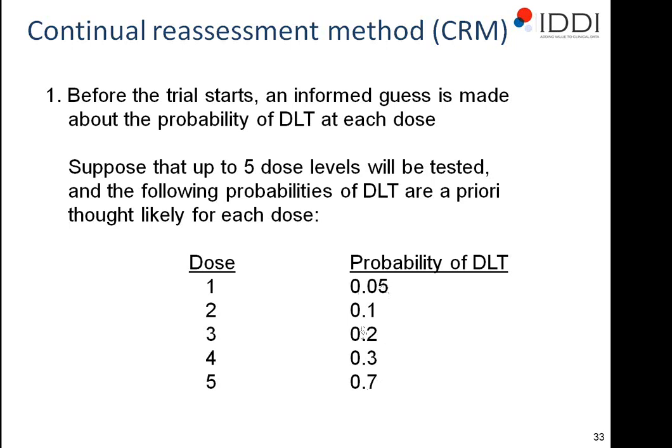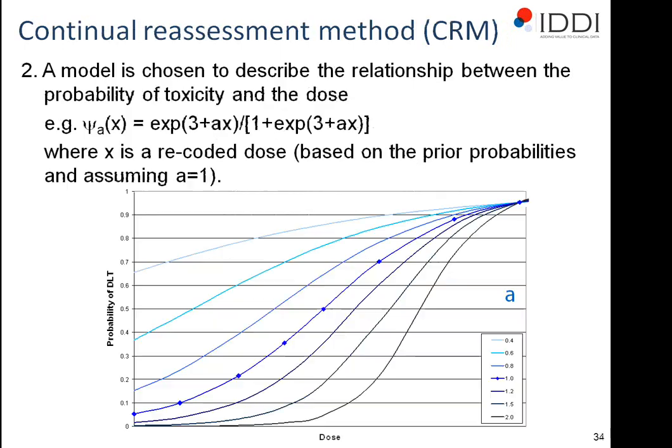This will be useful only in terms of having a scale on which we'll work with those toxicity curves. And in the second step, we choose a model to describe the relationship between the probability of toxicity and the dose. This can be, for instance, a single parameter logistic regression, where we have a logistic model with A as a parameter, and where X is the recoded dose.